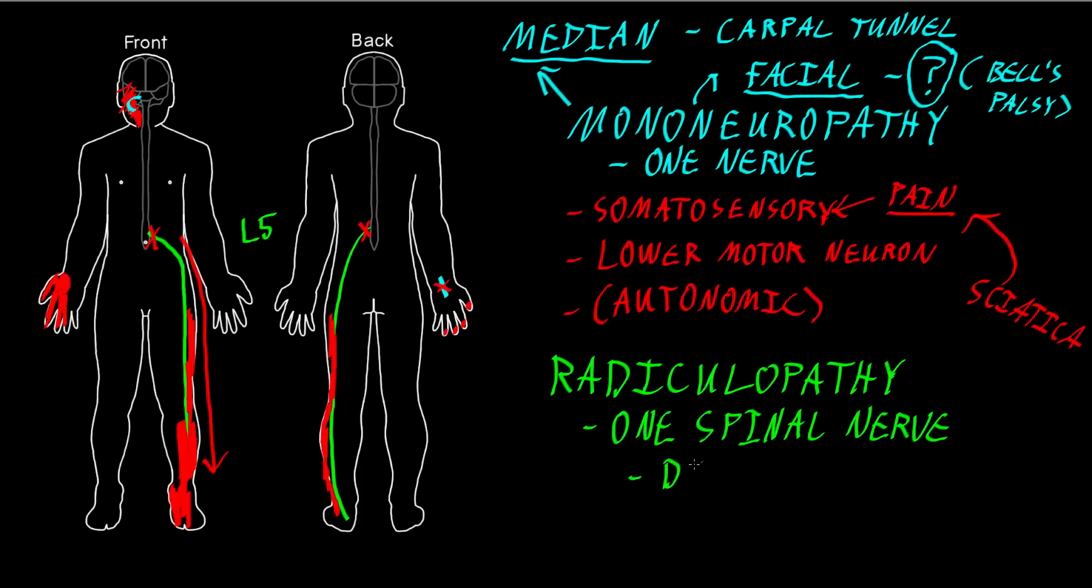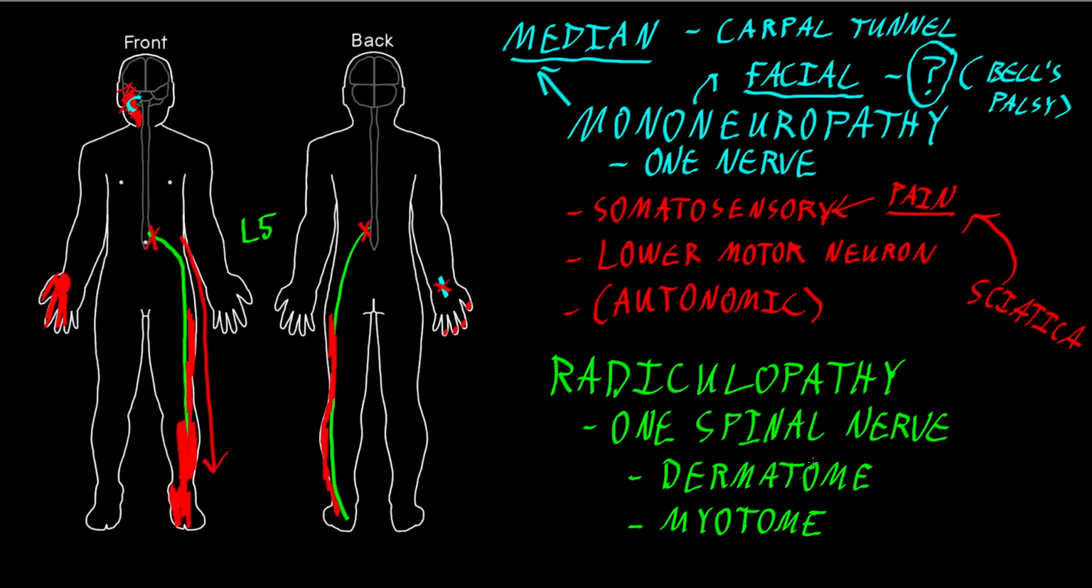So a dermatome is the area of skin that receives somatosensory axons from one level of a spinal nerve or its roots, whereas a myotome are all the skeletal muscles that receive their lower motor neuron axons, their innervation, from that level of spinal nerves. So with radiculopathy, when one spinal nerve or its roots are affected, we can see somatosensory abnormalities in its dermatome and or lower motor neuron abnormalities in its myotome.